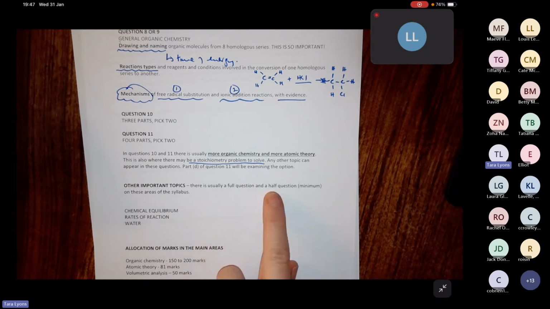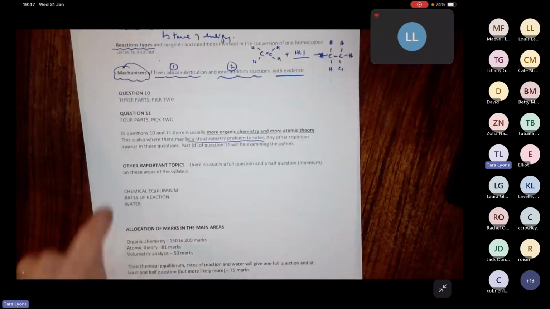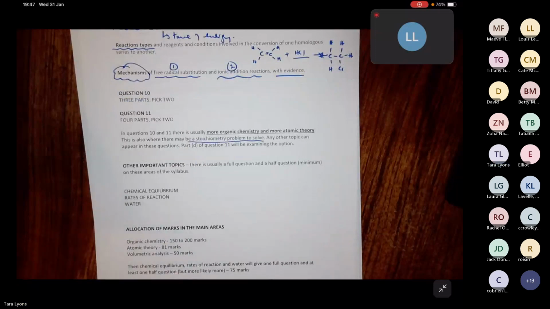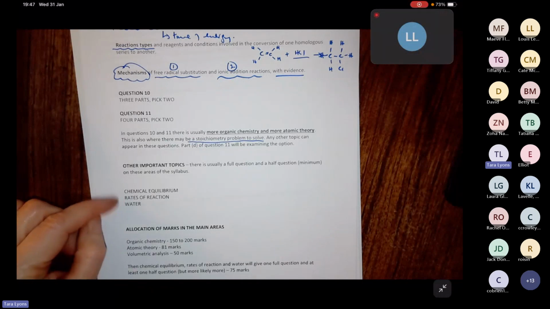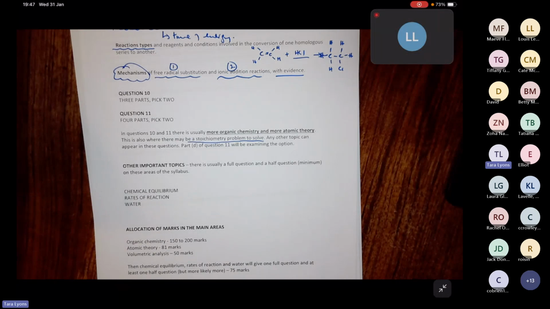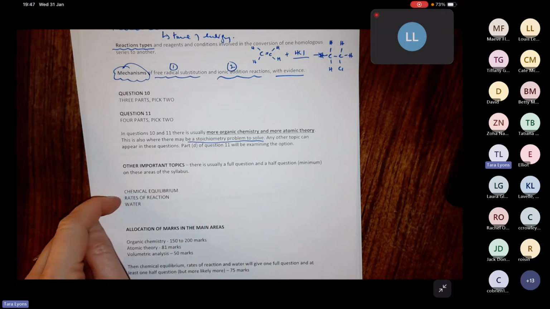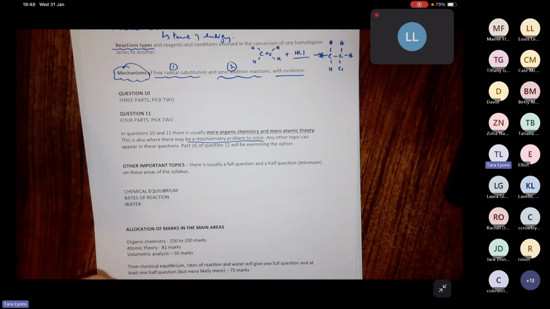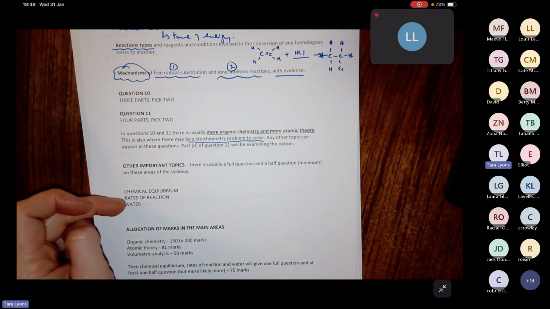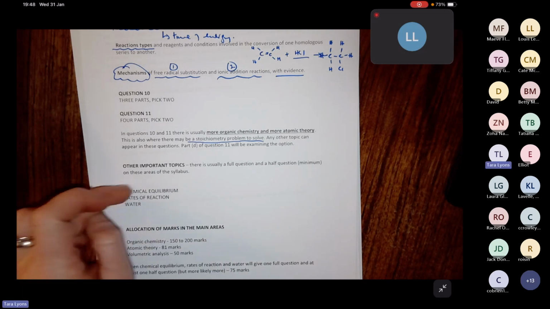Now, there's usually a full and a half a question minimum on the 3 areas: equilibrium, water, and rates. So after I have prepared my volumetric analysis and my organic and my atomic theory, I'd be going for these 3 chapters. These would be the next chapters of importance, right? So you pick out any Leaving Cert paper, you'll get a full question and a half a question on these. Some years you could get 2 full questions, so 1 on equilibrium, 1 on rates, and a half a question on water. Or you might get a full question on water and a half on rates or a half on equilibrium. But there are 3 chapters.